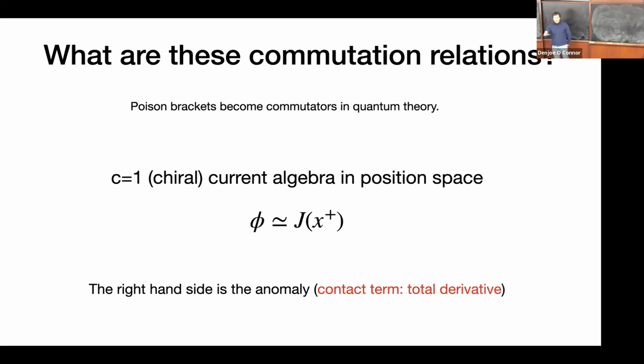I just didn't call phi J at the beginning, so I was trying to mislead you. Okay, but the idea is that the right-hand side, which is this derivative of the delta function, is what people usually call the anomaly of the current algebra.